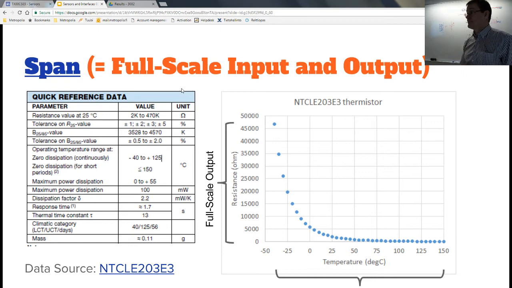Span, full-scale input. Yeah, I already explained that one. With the old-fashioned thermometer, but the same thing goes with all these electronic devices. By default, the electronic devices work in room temperature, period.